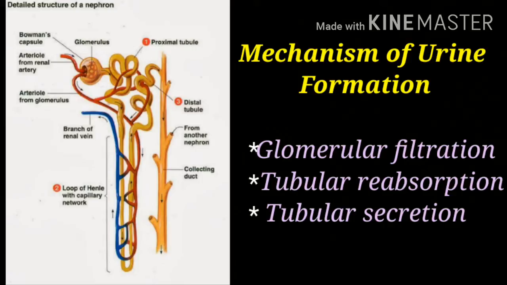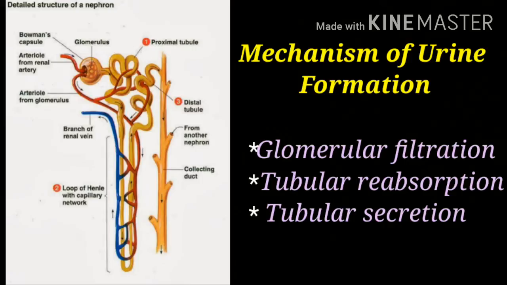Okay, once again we can see tubular secretion. Substances such as H plus and K plus ions are secreted into the tubule. This tubular secretion is known as urine. Clear, children? Have you got it?